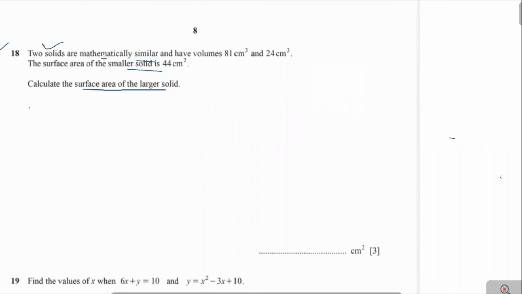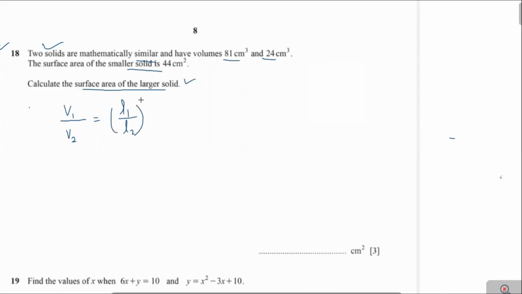Question number 18. Two solids that are mathematically similar have volumes 81 and 24 cubic centimeters. The surface area of the smaller solid is 44 square centimeters. Calculate the surface area of the larger solid. You see here, the volume of the larger solid we name V1, and the smaller solid we name V2. Now the ratio of the two similar volumes will be equal to L1 over L2 whole cube.